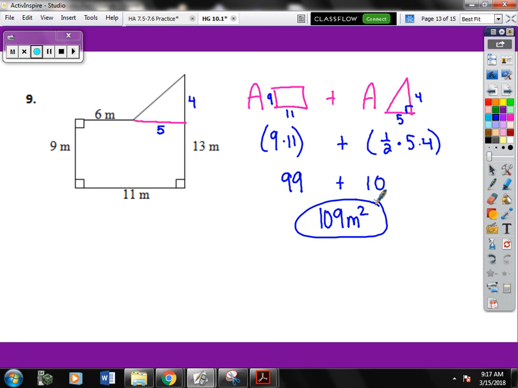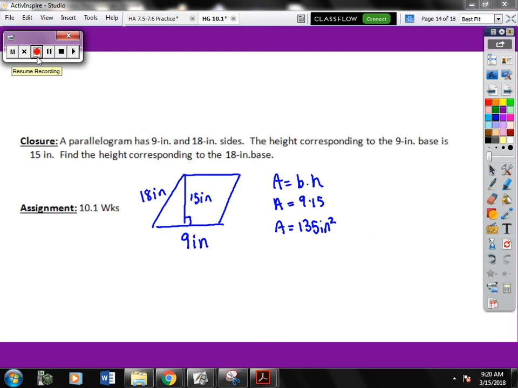See if you guys can try the closure while I'm getting the homework ready. So how can I find the height corresponding to the 18-inch base? And find out what that height is. Plug 135 in for A.